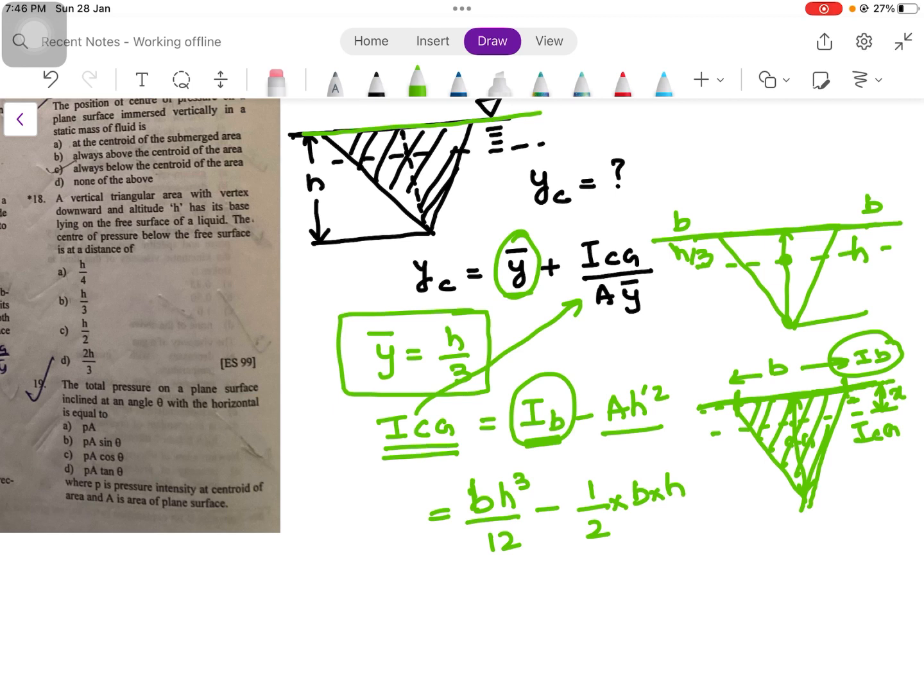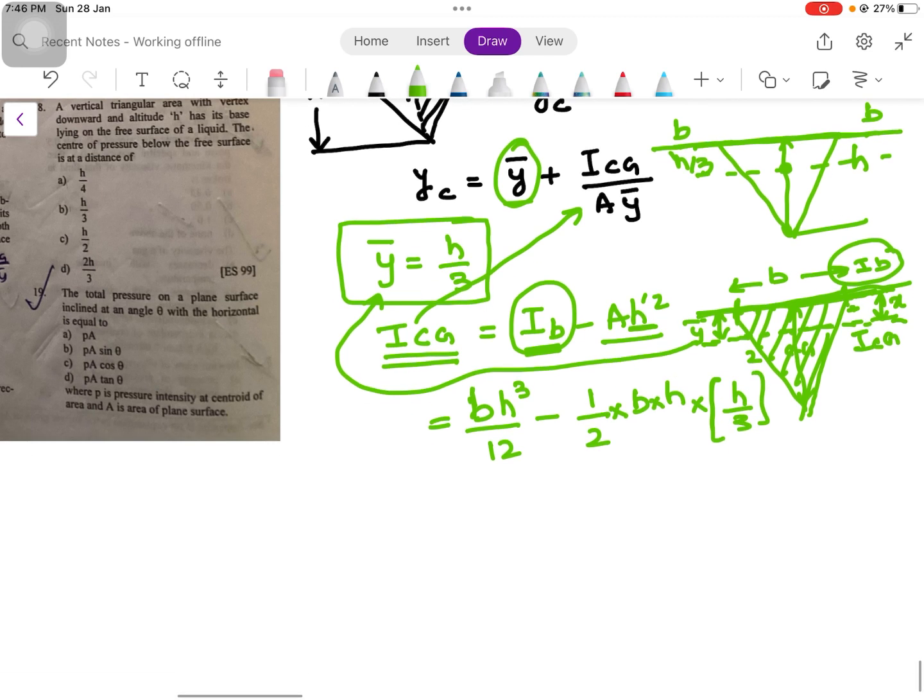All right, then the next term is the distance between the two axes, that is the axis passing through the base of the triangle and the axis passing through the CG, which is y bar, and we have already found out the y bar, which is h upon 3. So h upon 3 squared.